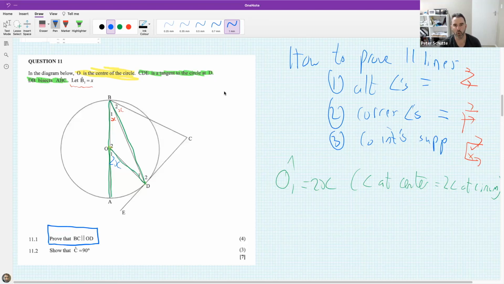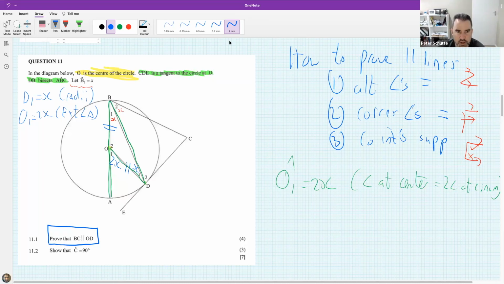Or you could say using exterior angle of a triangle. So Krista and I agree, you would first have to say, look, this and this are radii, and so this is x over here. So D1 is x because of radii. And if you got that, you can then say that O1 is 2x by exterior angle of a triangle. Yes, so that's another way of doing it.